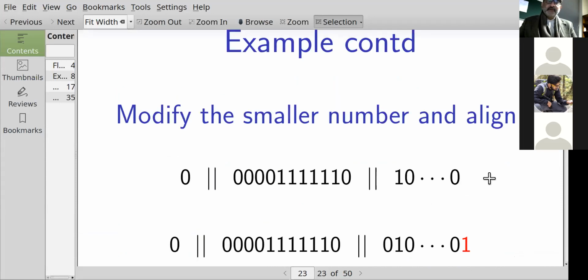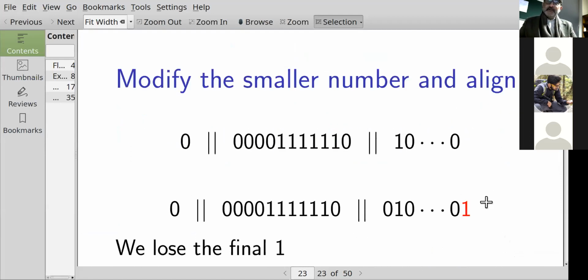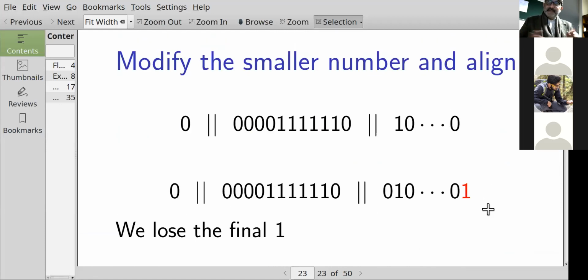So I do that. I took the smaller number. I increased the power of the exponent. I increased the exponent by 1. Okay? So the mantissa has to be divided by 2. Dividing by 2 means add a 0 to the front and shift everything over by one space. And now the 1 that we had doesn't fit anymore, it falls off the end. So the least significant bit falls off the end when you divide by 2 in the mantissa. So the 1 is lost.